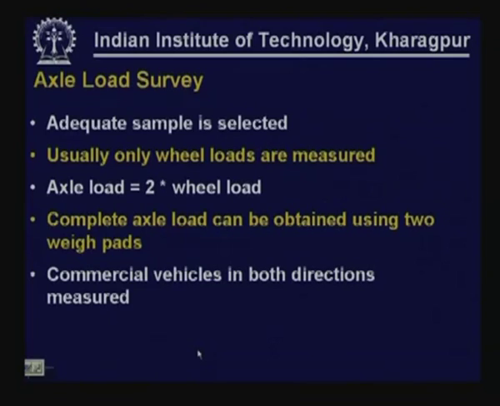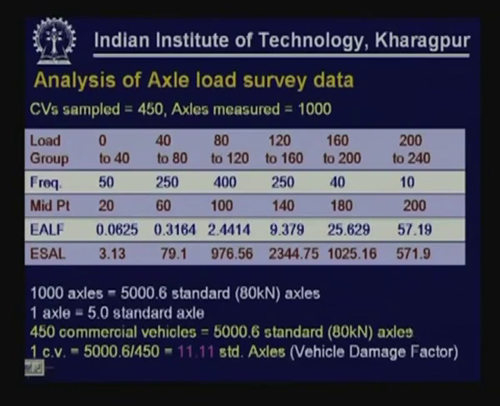Usually only wheel loads are measured. Normally the complete axle is not measured, but if you put two pads on either side, you can measure the complete axle simultaneously. If you are measuring only wheel load, we assume the axle load to be approximately equal to twice the wheel load that is measured. And commercial axles normally in both directions are monitored.